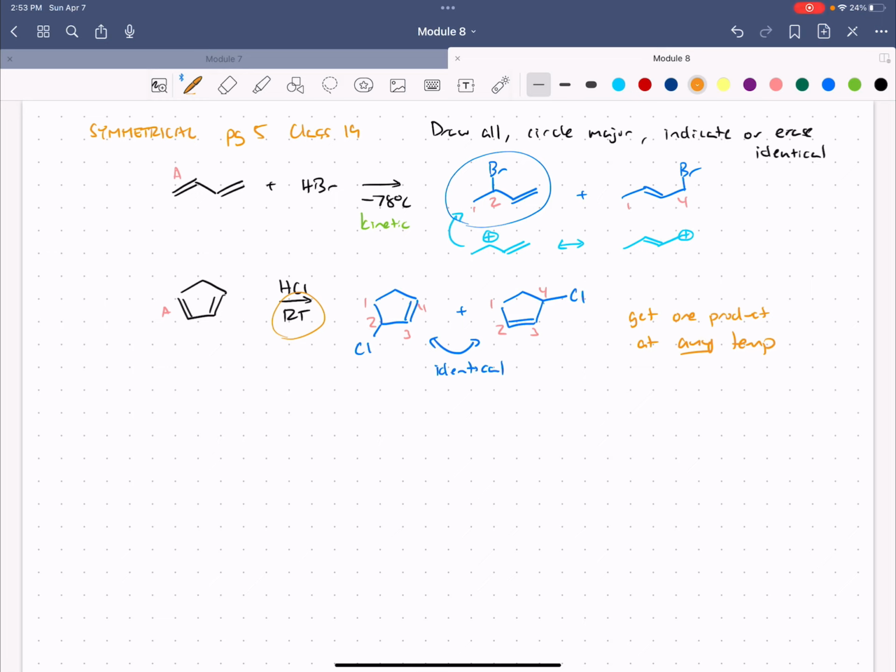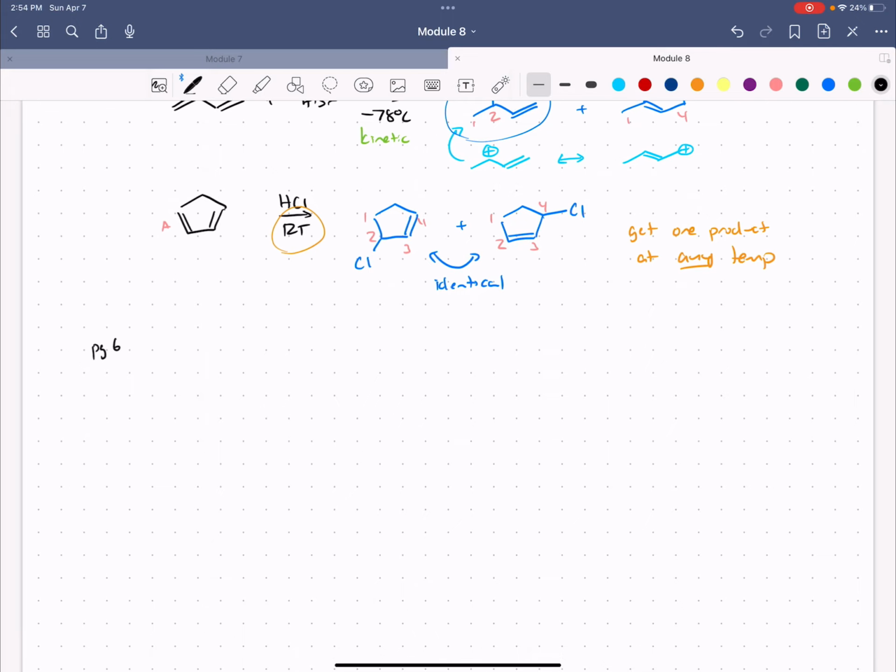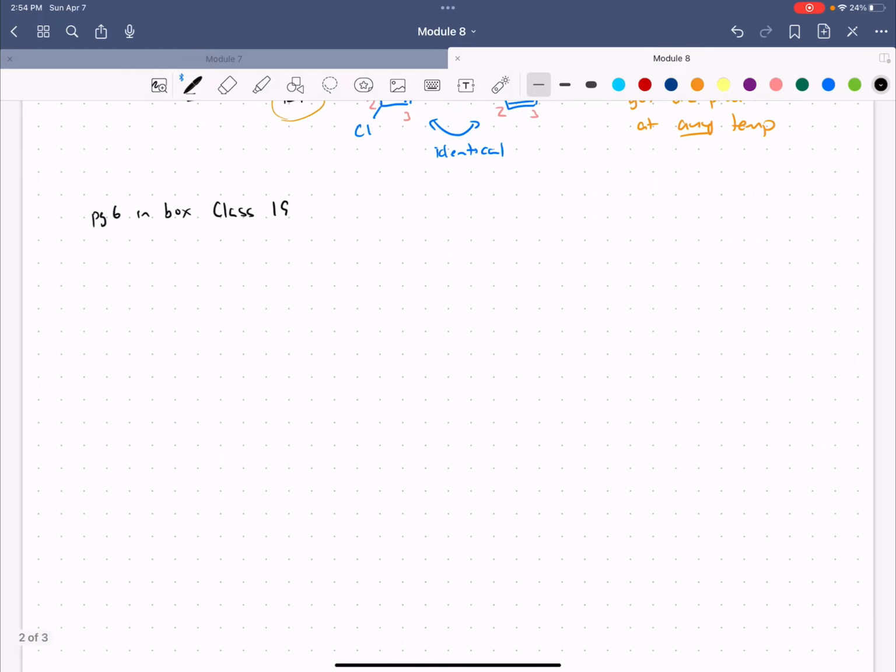So if you look at the box in page 6 of Class 19 handout, I drew two... Did I fill it all in? Okay. So I did not fill in everything. Let me do that for you. So this is page 6 in the box, Class 19. And I'm going to do this kind of fast. Many of you have seen me in drop-in hours already, so there's no need to belabor how to do this step by step. Okay.